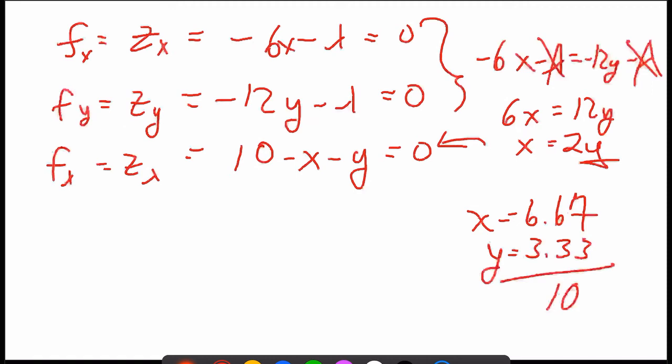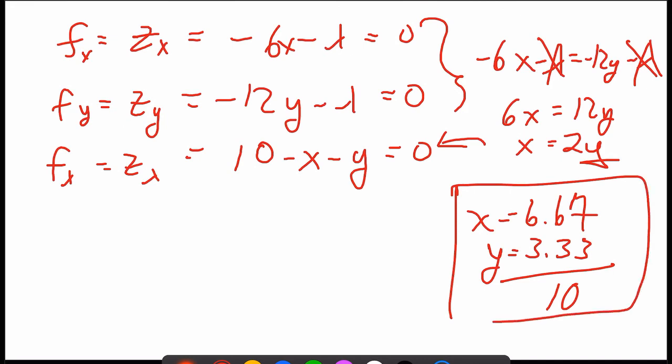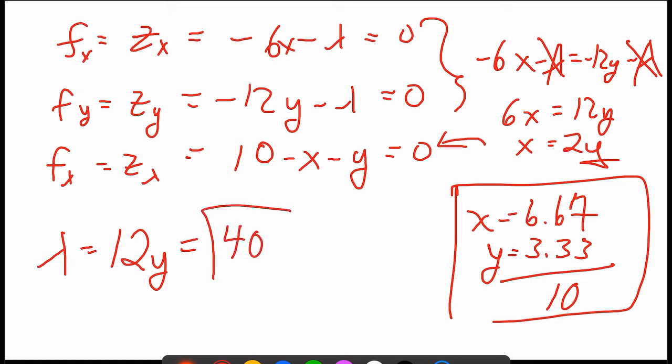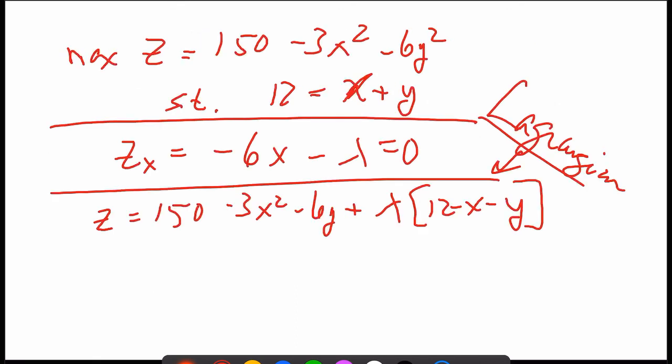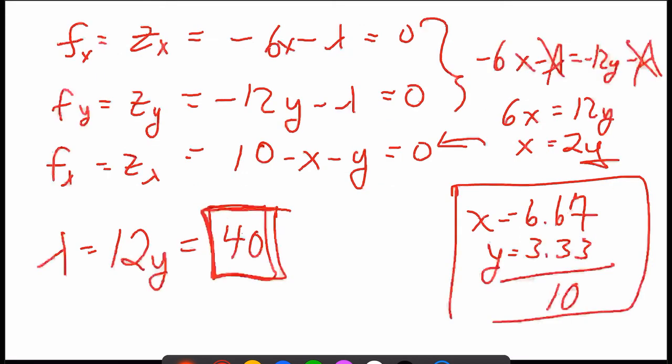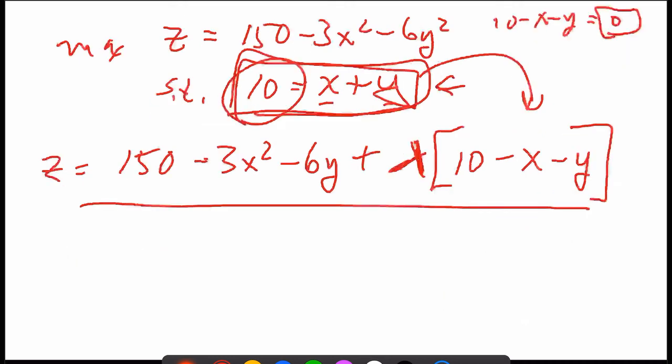So what's lambda? He said, while we're here. Well, lambda equals 12 times y. So lambda equals 40. Now, what does that 40 mean to us? Let's just keep that 40 in the back of our minds. What's z equal to now? Z, this.